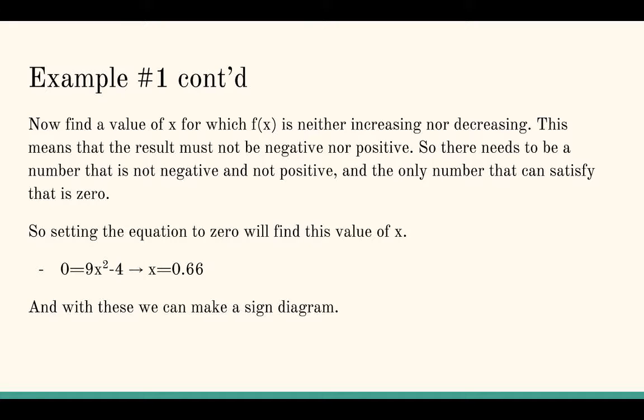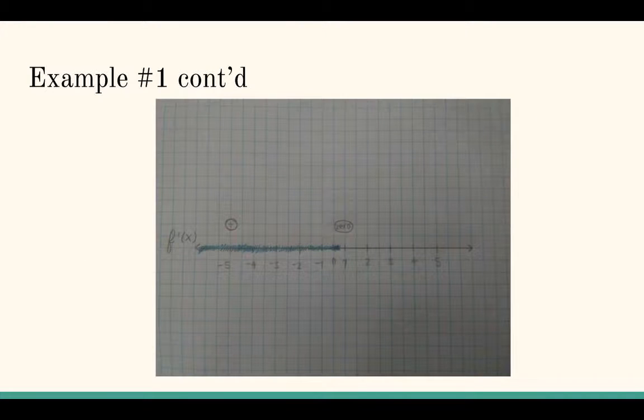And with these answers, we can make a sign diagram. Remember, the sign diagram is to help you visualize what we just found out in math terms. So this is what it should look like. 0 above 0.66, because that's the place where it does not increase or decrease. That's the stationary point. Hint, hint.